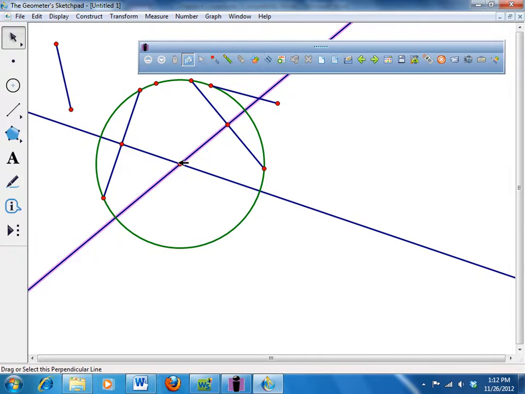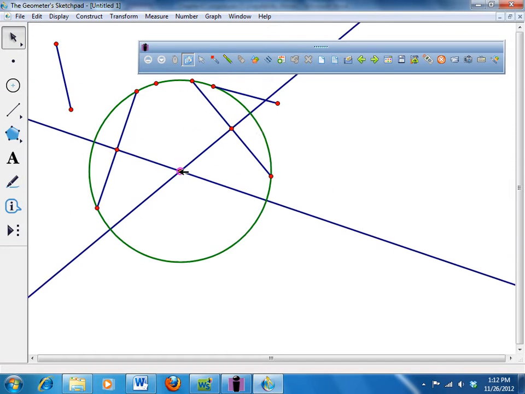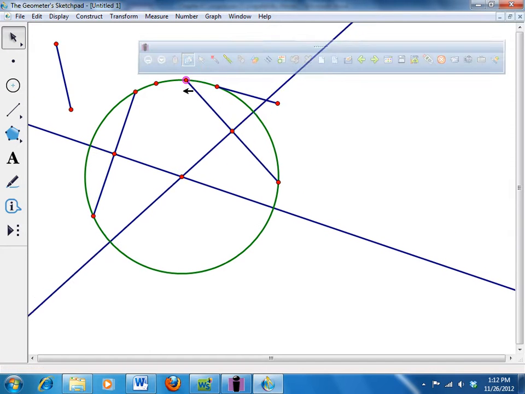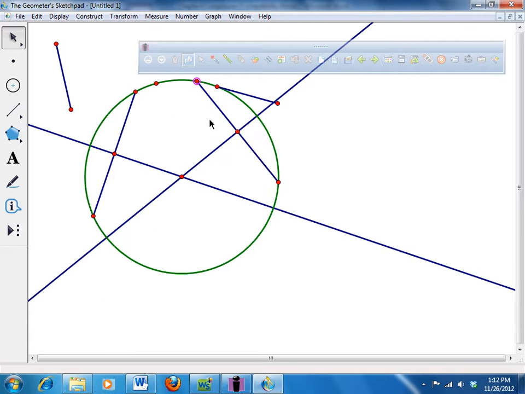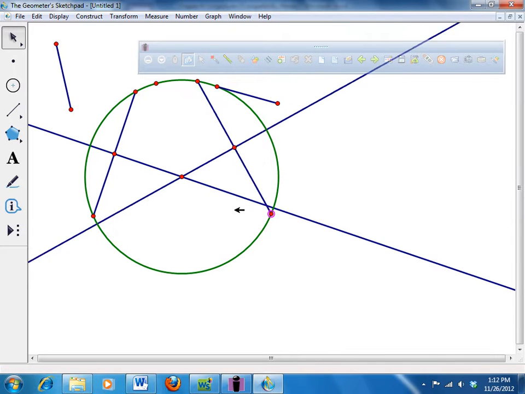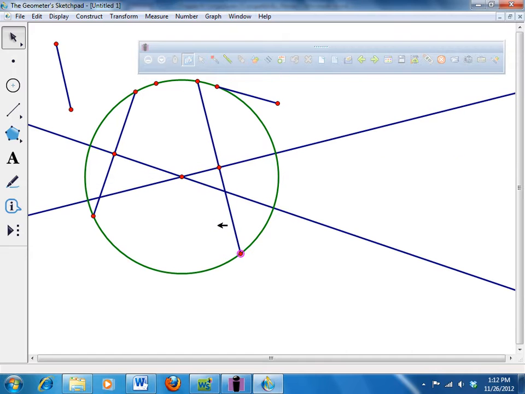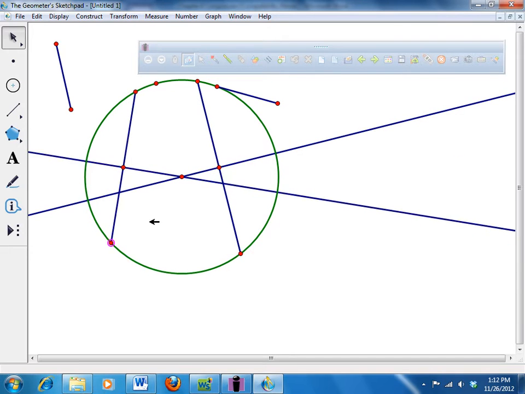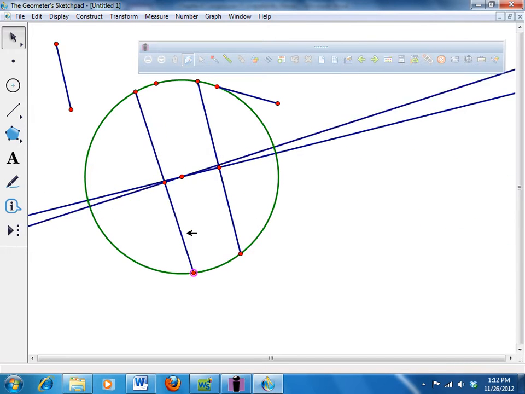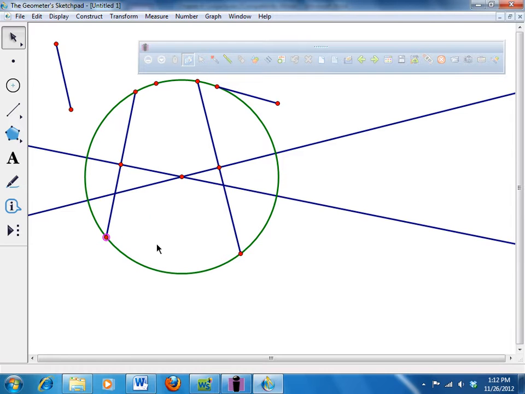So if I were to drag these chords around, notice that the perpendicular bisector of any chord that you make in a circle always goes through the center of the circle. And that's very useful if you want to locate the center of a circle.